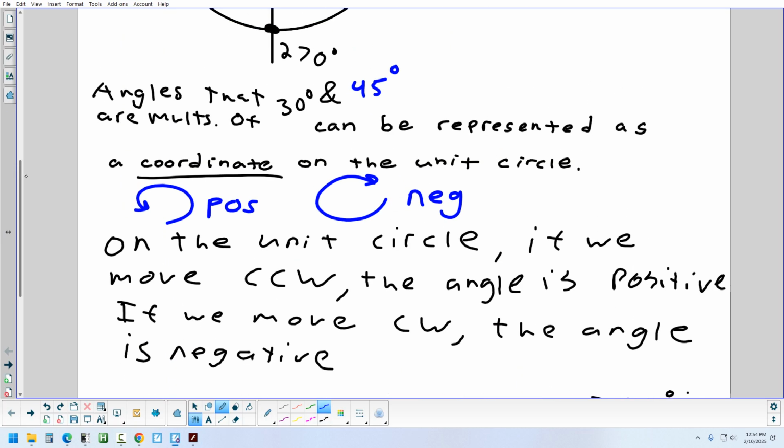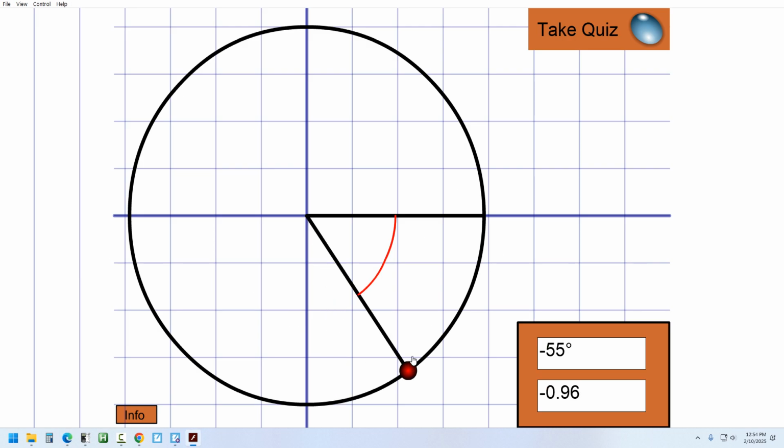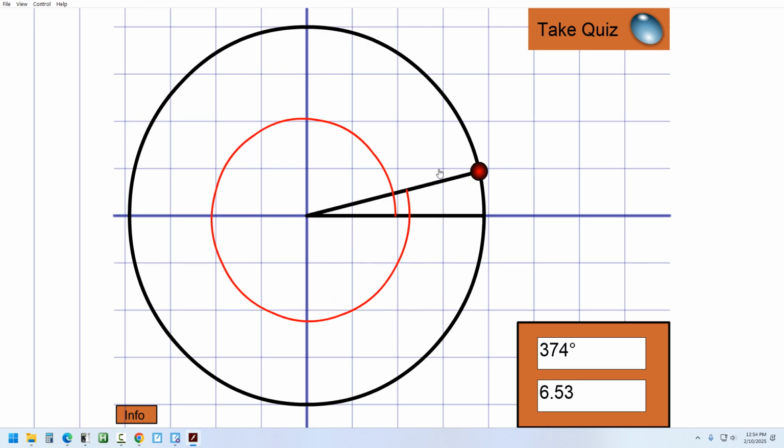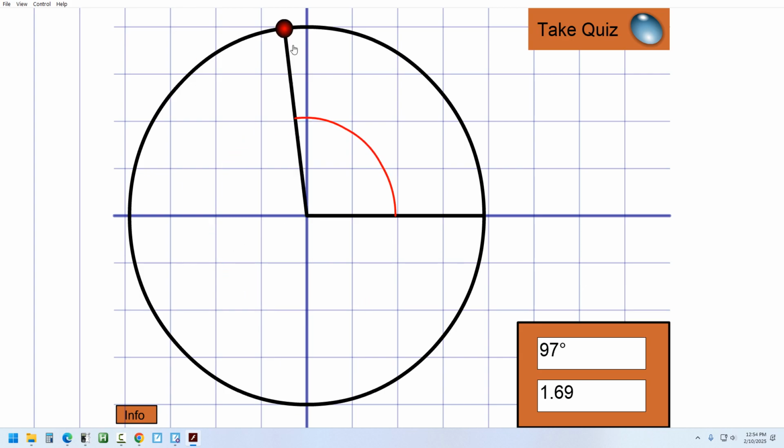So now, let's look at what happens if we go more than one revolution. We could end up right there, 450. Look at where that red circle is on the perimeter of the circle. That red ball is at 450 degrees. If you were to write the coordinate for that red circle now, would it be the same? It would be exactly the same.